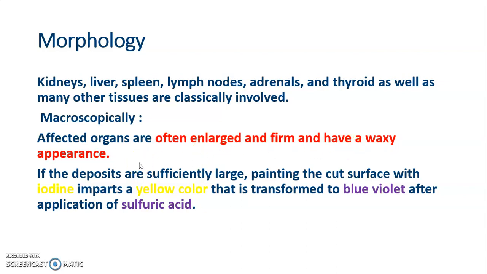If the deposits are sufficiently large, painting the cut surface with iodine will impart a yellow color, and that is transformed to blue violet after application of sulfuric acid. So you can paint the surface with iodine, which will give yellow color, and on further application of sulfuric acid, that color will turn to violet, giving the positive sign of presence of amyloid.